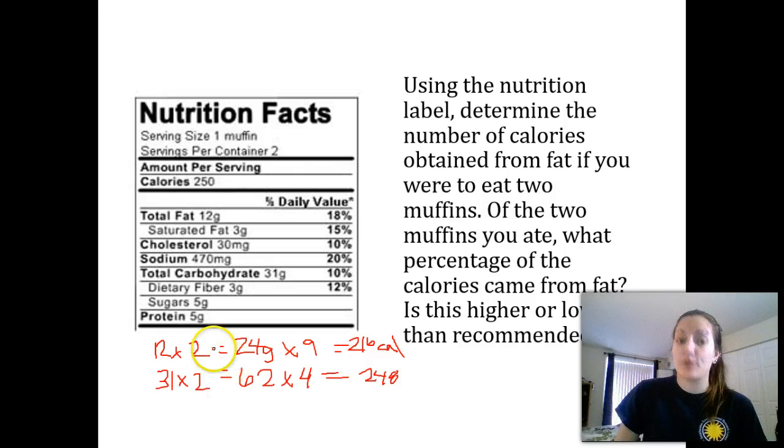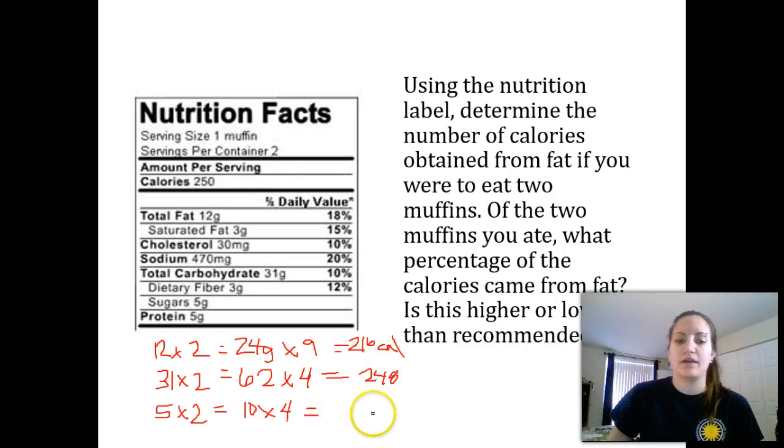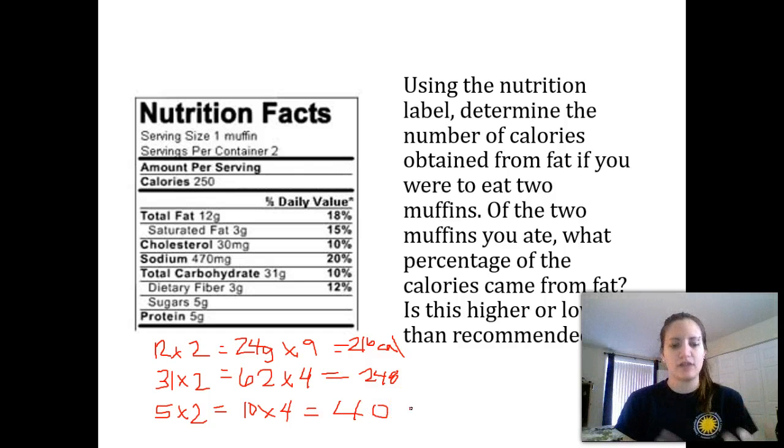Then I'm going to look at protein. So here's protein. We have 5 grams of protein. Times that by 2 for 2 muffins, which equals 10. Times that by 4 because there's 4 calories per gram. That gets us 40. So now we know how many calories came from carbohydrates, from proteins, and from fat.